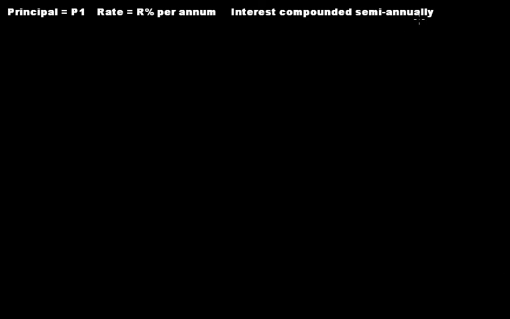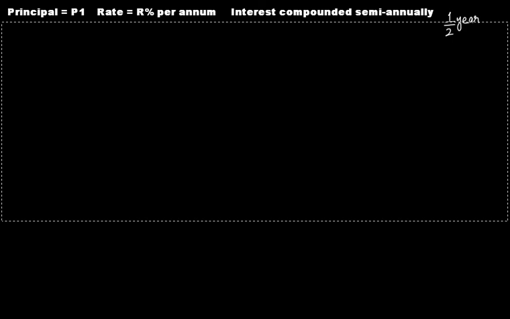Now tell me, what does 6 months mean? 6 months means half year, right? 6 months is equal to half year. You have to remember this.